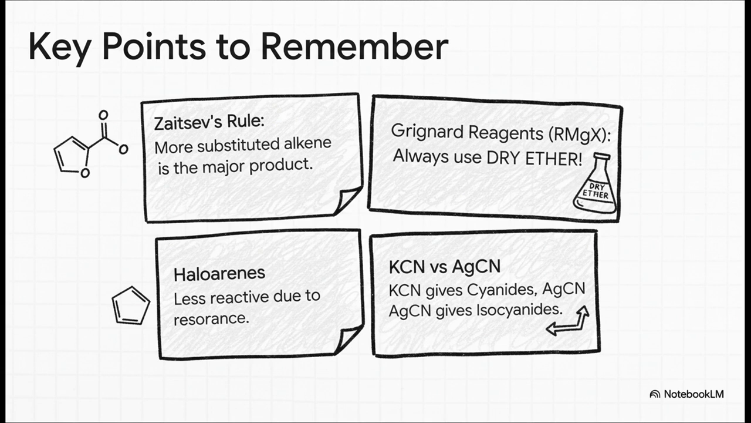Got it? Number 3, Haloarenes, the ones with the benzene ring. They are less reactive than the simple chain ones, and it's all because of resonance, which creates a kind of partial double bond. And finally, number 4, please note this down. KCN versus AgCN. KCN will give you cyanides, but AgCN gives you isocyanides. This is a very common place to make a mistake, so don't let it be you.